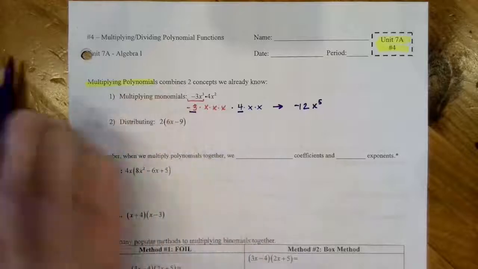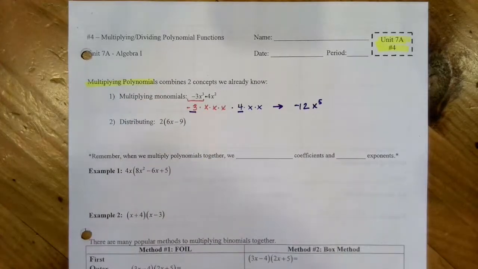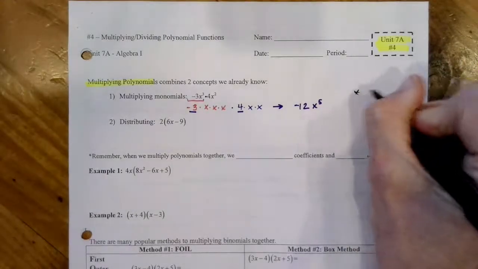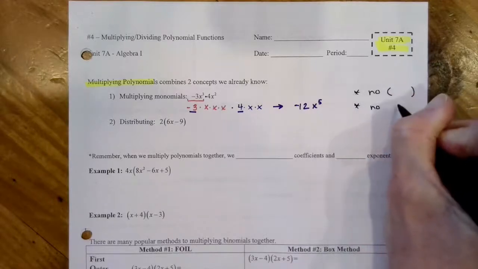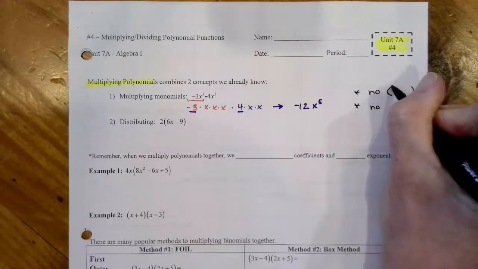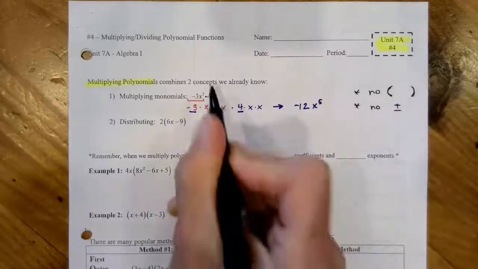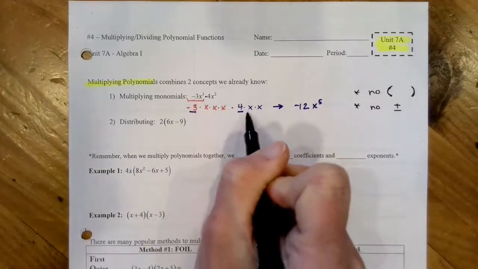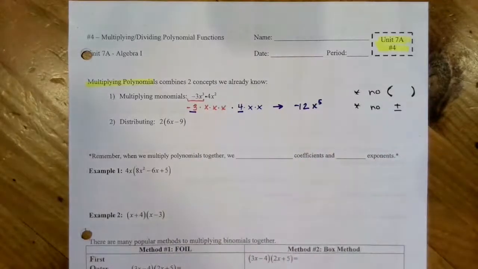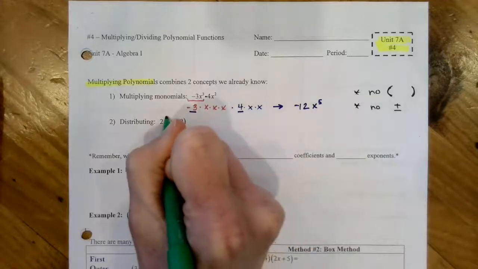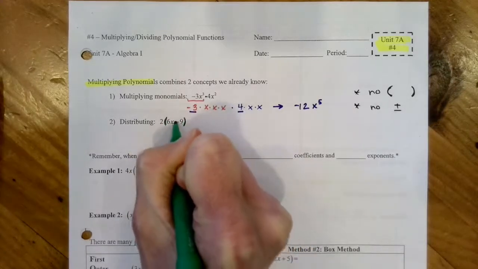So some important things to note here that we want to make sure that you realize is there are no parentheses in this example, and there's no addition or subtraction signs in this example. So we're just going to multiply coefficient times coefficient and then tally up our number of variables, and we're set in that sense.